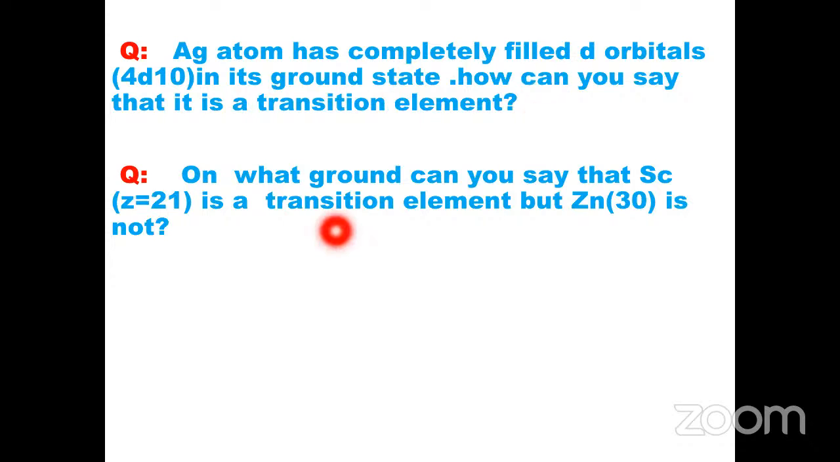The next question is, on what ground can you say that scandium, atomic number 21, is a transition element, but zinc is not? Here scandium and zinc both belong to the 3d series of elements, the same series. But scandium is a transition element and not zinc. These are test yourself questions. You will write and send your answers to your corresponding teachers.